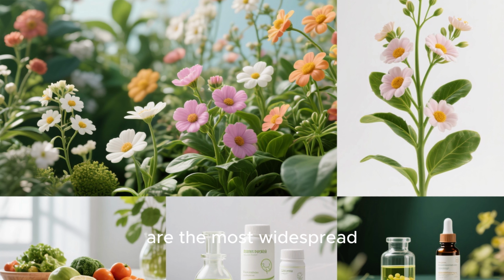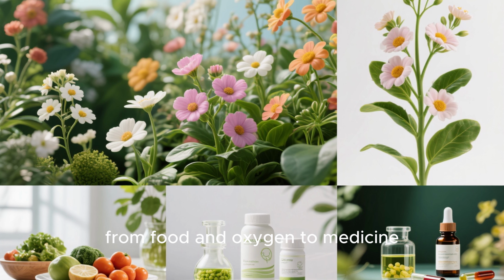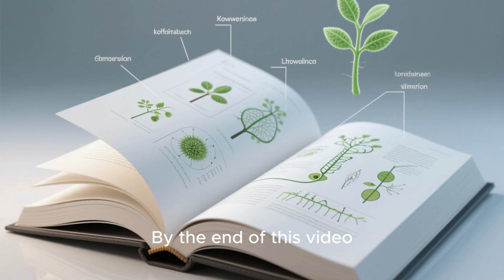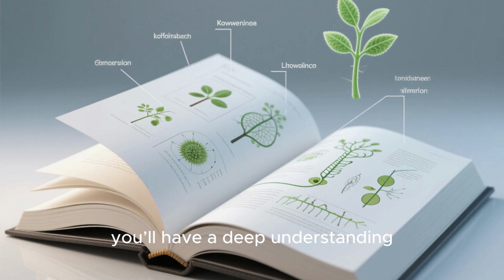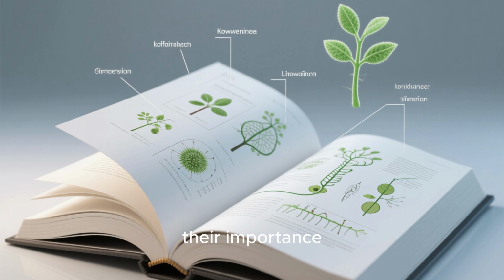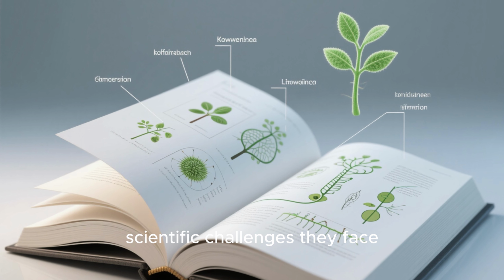Today, we're diving into the fascinating world of flowering plants, also known as angiosperms. These plants are the most widespread group on Earth, giving us everything from food and oxygen to medicine and the sheer beauty of flowers and fruits. By the end of this video, you'll have a deep understanding of their structure, life cycle, diversity, their importance to our environment and economy, and the modern scientific challenges they face.